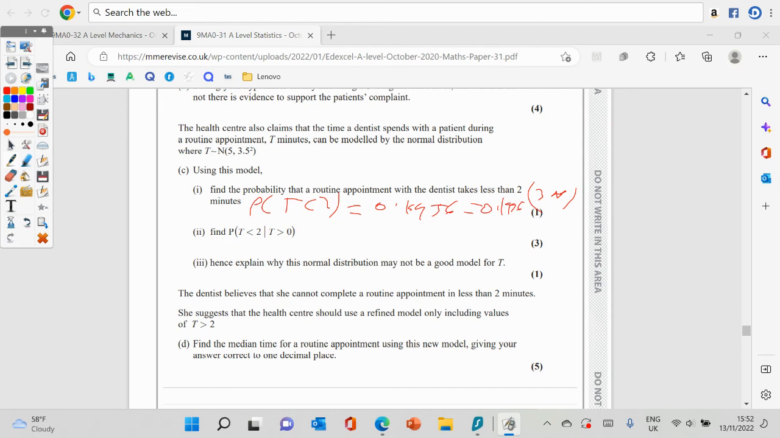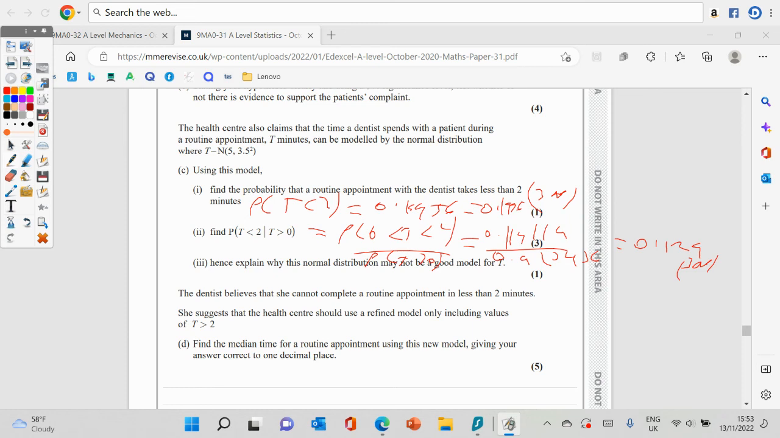Part 2. Find the probability that t is less than 2 given that t is bigger than 0. Now that is the probability of 0 less than t less than 2 divided by the probability that t is bigger than 0, which is 0.119119 divided by 0.923436. If you divide them out, you get 0.129 to a reasonable degree of accuracy of 3dp.